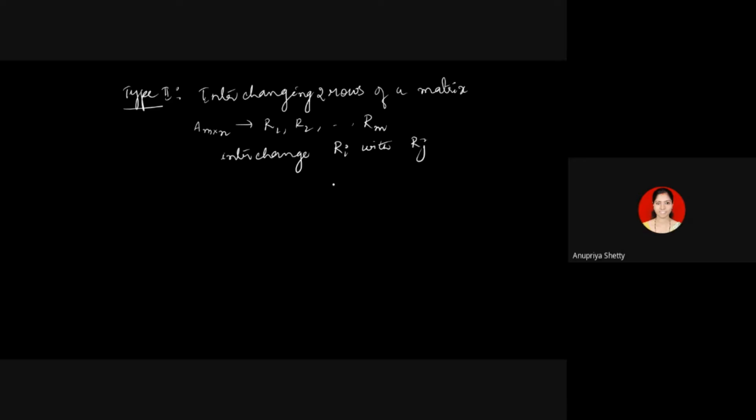So what happens after the interchanging? After interchanging the two rows, if this was a matrix initially A, R1 was the first row, R2 is the second row, etc. The last row is Rm, right? This is how the matrix was. After applying type 2 elementary row operation, what happens?